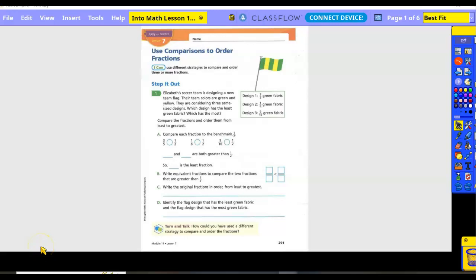Fourth grade math, lesson 11.7. Use comparisons to order fractions. I can use different strategies to compare and order 3 or more fractions. Step it out. Number 1.